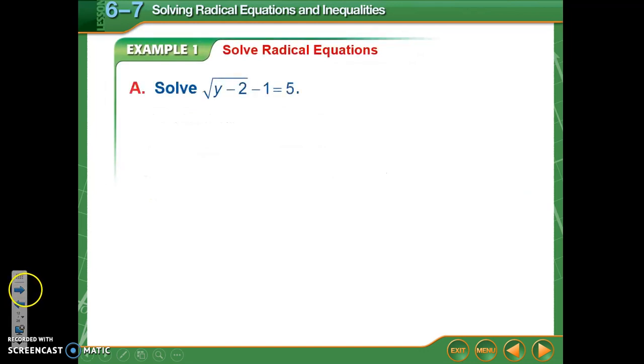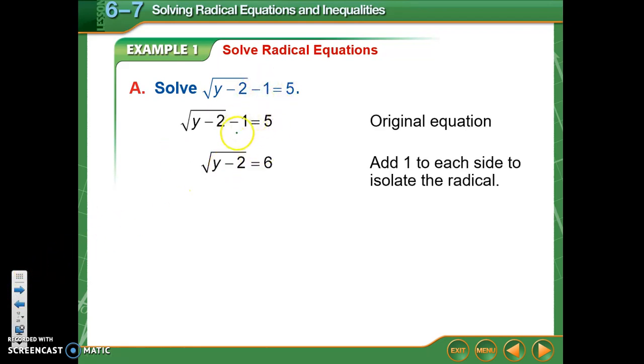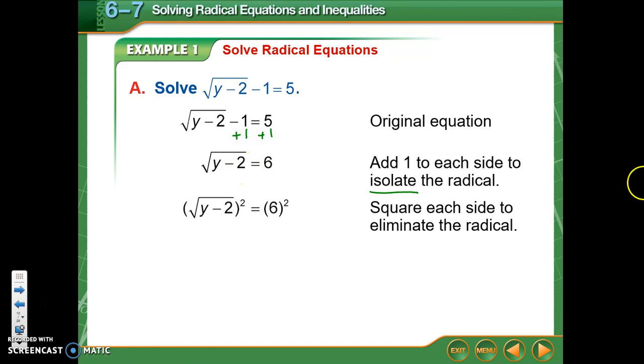All right, so we're going to solve the square root of y minus 2, minus 1, equals 5. Notice this negative 1 is not underneath the radical. So I'm going to add 1 to both sides so that I isolate the radical, meaning I have to get the radical by itself on one side. So I have the square root of the quantity y minus 2 equals 6.